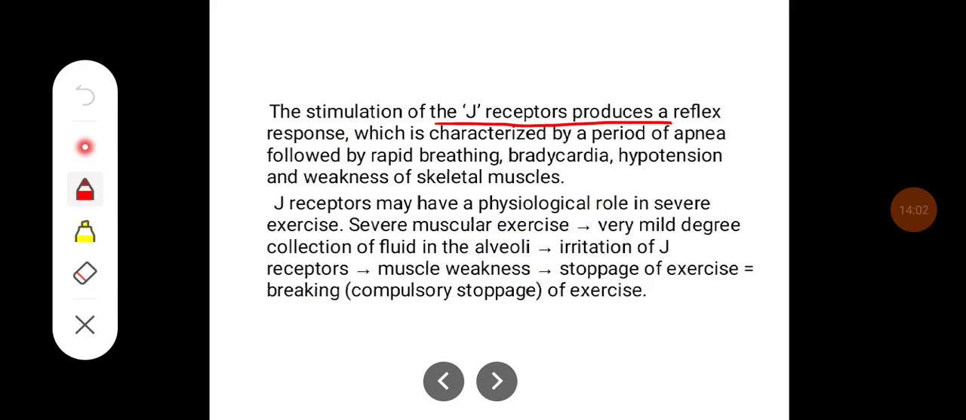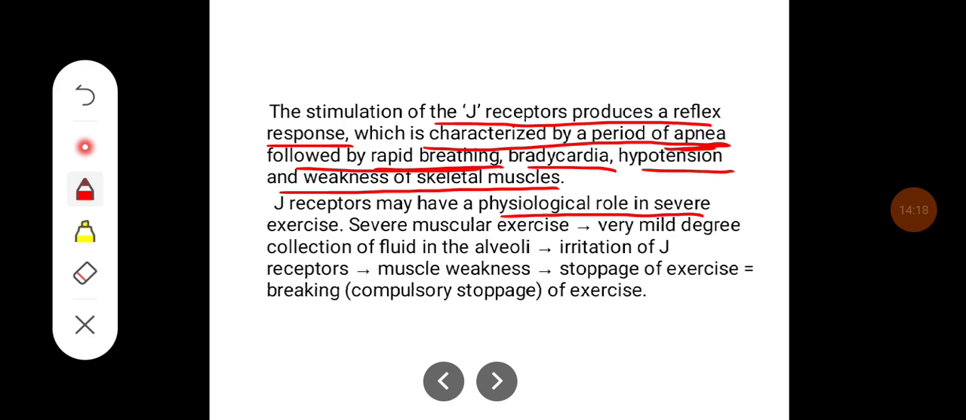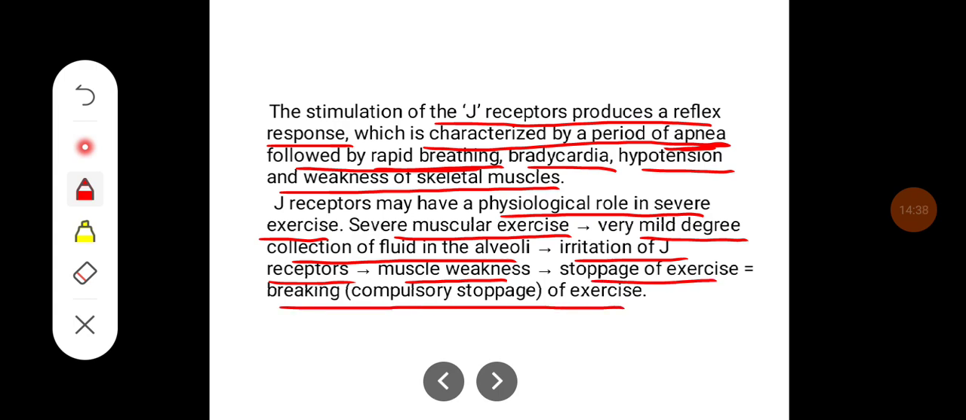Stimulation of J receptors produces a reflex response characterized by a period of apnea followed by rapid breathing, bradycardia, hypotension, and weakness of skeletal muscles. J receptors may have a physiological role in severe exercise. Severe muscular exercise causes a mild degree of collection of fluid in the alveoli, which causes irritation of the J receptors, which leads to muscle weakness and the person stops exercising. That is, the braking of exercise occurs.